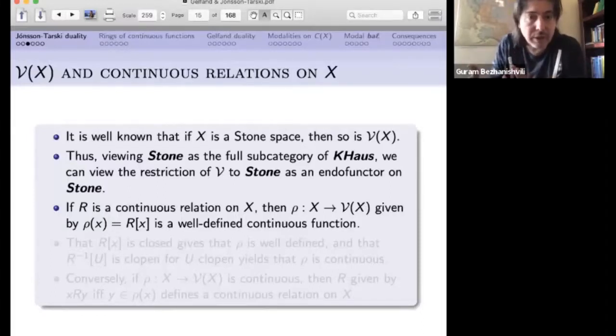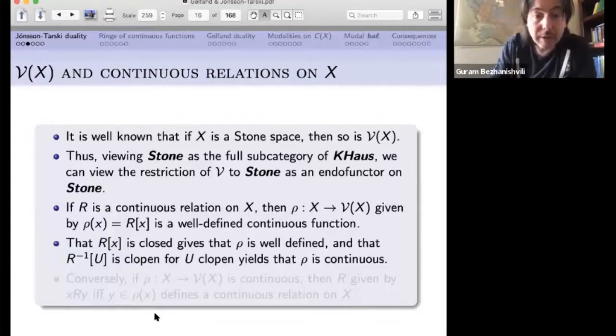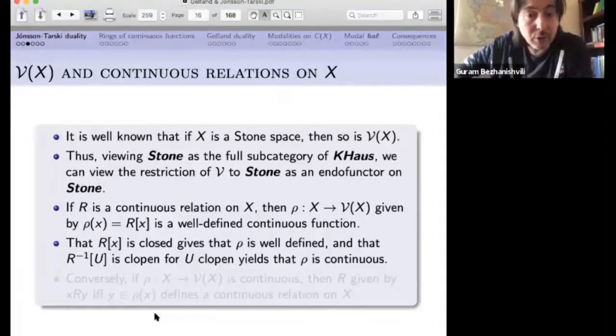If you have a continuous relation R, then we can always define a function into the Vietoris space by simply saying that I'm going to send a point into its R image. And that's exactly why I need my R image to be closed, because I need my function into the Vietoris space to be well defined. And then I need it not only to be well defined, this first condition that R of x of each point is closed, but then I also need this map to be continuous, and continuity follows from the second condition that says that the R inverse image of each clopen set is going to be clopen.